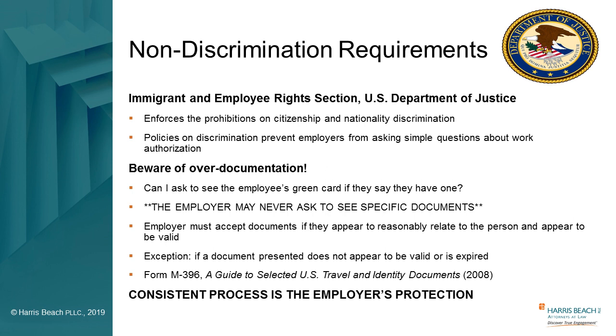So the non-discrimination requirements are all monitored by the Immigrant and Employee Rights section of the U.S. Department of Justice. They're the organization charged with enforcing prohibitions on citizenship and nationality discrimination. They set the policies on discrimination and actually prevent employers from asking certain questions on somebody's ability to work in the U.S. or immigration status. One of the big things is over-documentation. You want to be careful of asking an employee for specific documents. You're not allowed to do that.